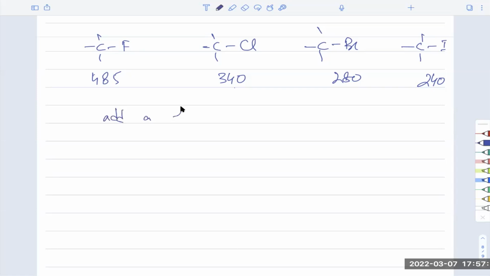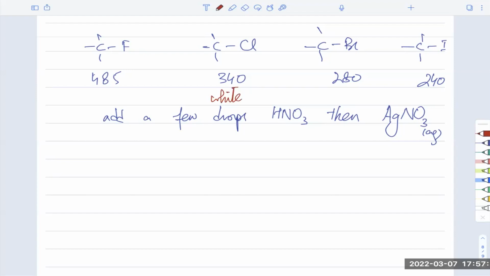Add a few drops of nitric acid, then silver nitrate. What will it do? White precipitate, off-white precipitate, which we also call cream, and yellow precipitate. Why? Because silver ion reacts with chloride, bromide, iodide ions to produce these precipitates, insoluble salts. Remember? Silver was insoluble for halogens, and you can use that idea here. So we can get these precipitates, and using these precipitates we can easily tell which is more reactive, which is less reactive.